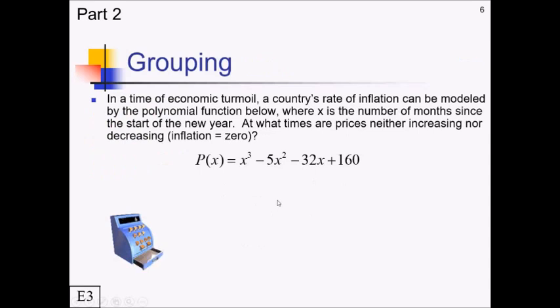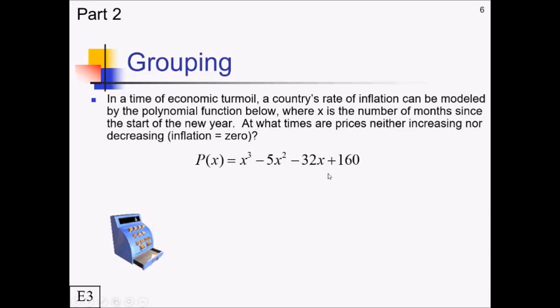We're going to do one more example, and this is all going to be the backstory for example 3 on your handout that you see. So let's say we have some economic turmoil, and a country's rate of inflation can be modeled by this polynomial, where x is number of months since the start of the new year.